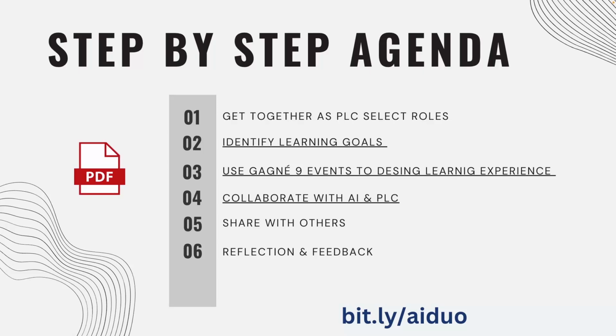So here are the steps for today. First, we're going to get you together as a PLC, and you're going to select your roles. Then you're going to identify the learning goals and the lesson plan you're going to use. We're going to use Gagne's 9 events as our framework, and then we're going to collaborate with AI and your PLC. After you develop your experience, you're going to share it with others, and then we'll do a little bit of reflection and feedback.